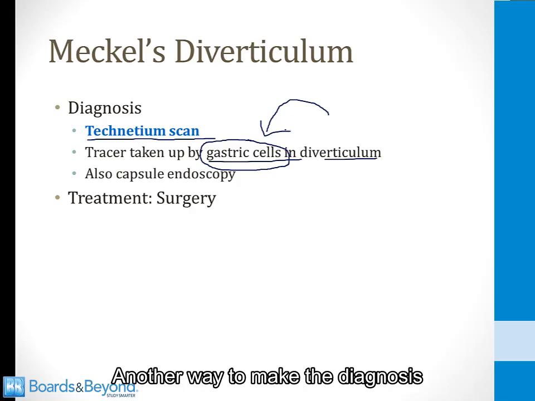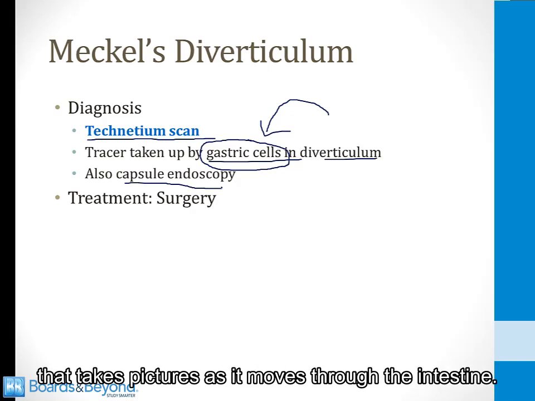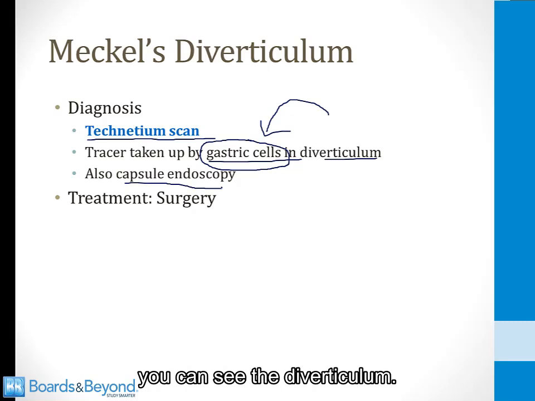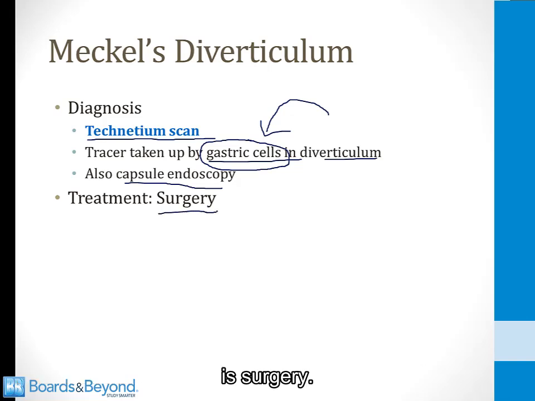Another way to make the diagnosis is something called capsule endoscopy. This is where the patient swallows a capsule that takes pictures as it moves through the intestine, and sometimes in those images you can see the diverticulum. And the treatment for a symptomatic Meckel's diverticulum is surgery.